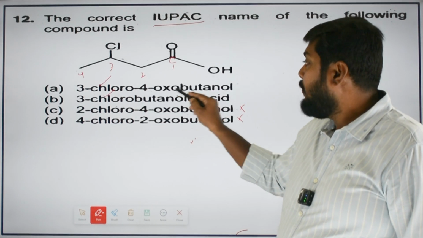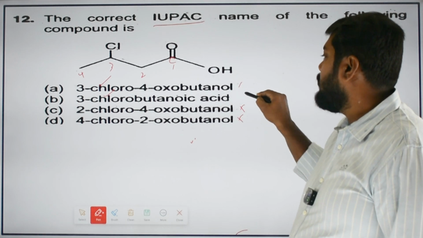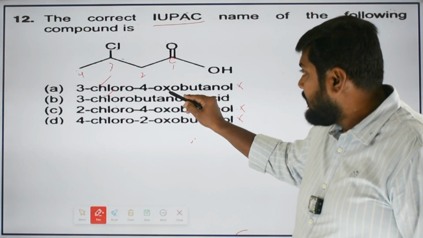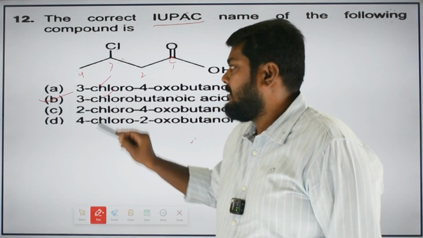So அப்ப 3 chloro 4 oxo butanol சொல்லிருக்காங்க. Functional group ஓட preferenceல அது தப்பு. So hence your option is going to be 3 chloro butanoic acid, right?